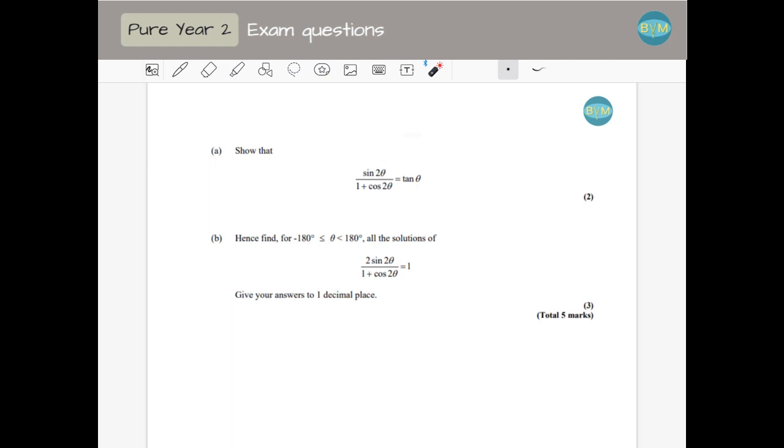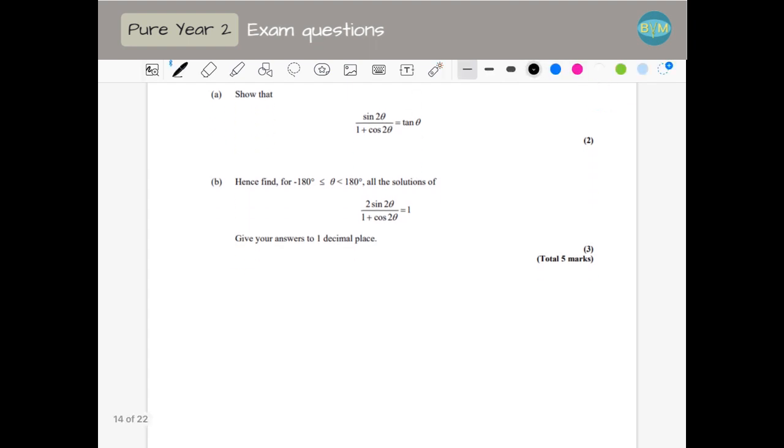Hello, this is a quite quick question compared with other questions on this chapter. So you have to show that this expression here is equal to tan theta. So we are going to use the double angle formulae. So instead of sine of 2 theta, I'm going to write 2 sine theta cos theta.